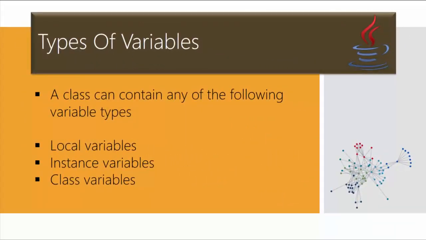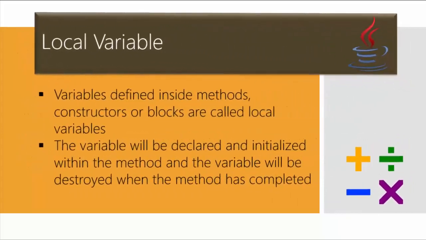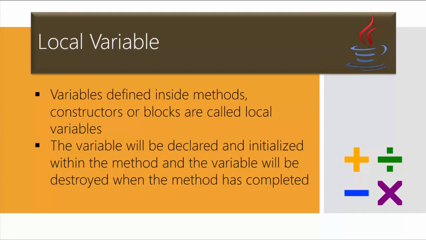The types of variables are local, instance, and class variables. We've talked about this in the past, but just so that we can refresh some of these concepts, you can create a local variable, you can have instance variables, and you can have variables within a class. A local variable is defined inside methods, constructors, or blocks. The variable will be declared and initialized within the method, and the variable will be destroyed when the method is completed. So that's just a local variable that we create inside those methods.